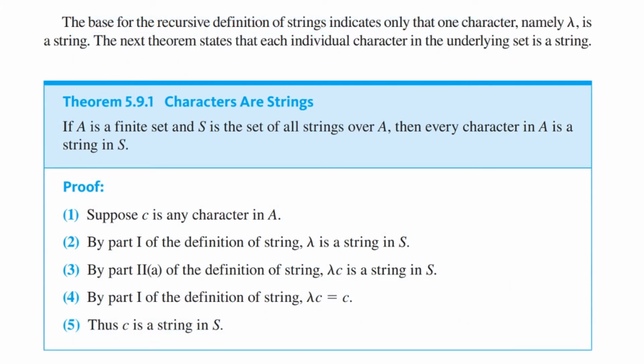So we can have theorems that we can prove this way. If A is a finite set, and S is the set of all strings over A, then every character in A is a string in S. Well, suppose C is any character in A. Then lambda is a string in S by our base assumption. So C lambda is a string in S, but C lambda is C, therefore C is a string in S.